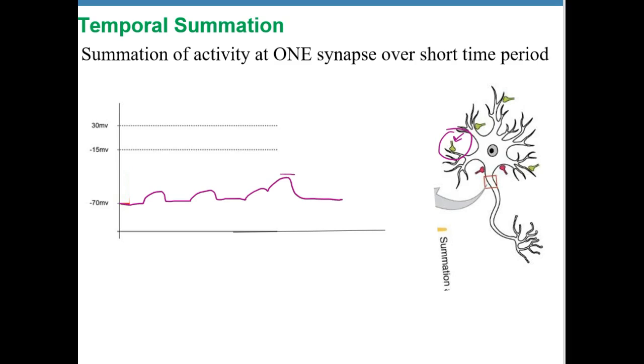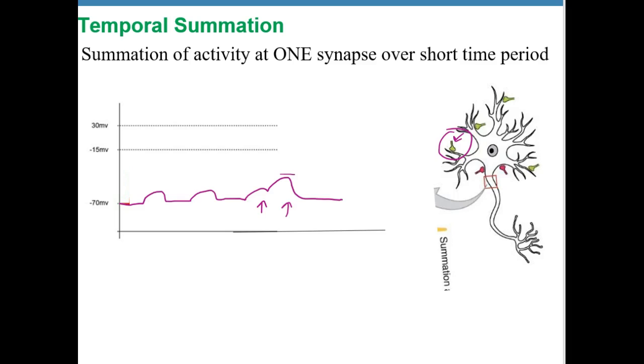Now you have this additive effect here, where if you stimulate this synapse right here, if you dump 2 droplets of neurotransmitter onto your postsynaptic cell in rapid succession, one right after the other, they have a greater effect on membrane potential than if you had allowed time to pass. So this is called temporal summation. One synapse with multiple bouts of activity over a short period of time.